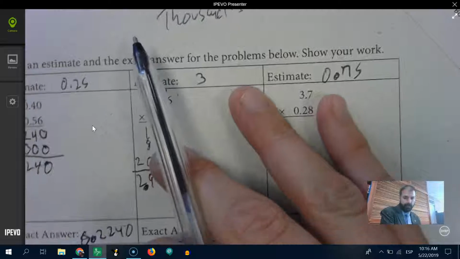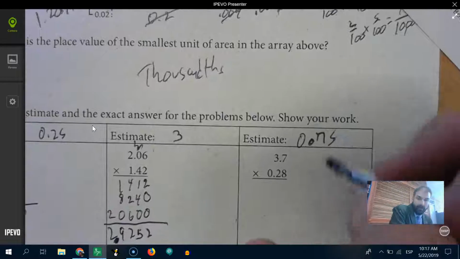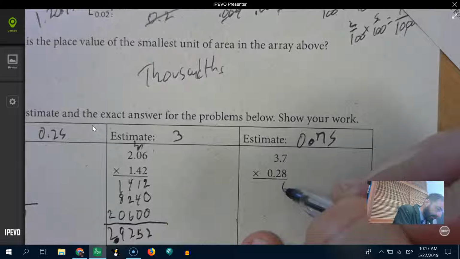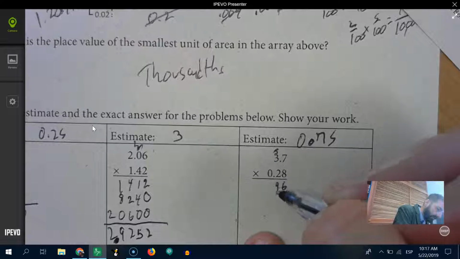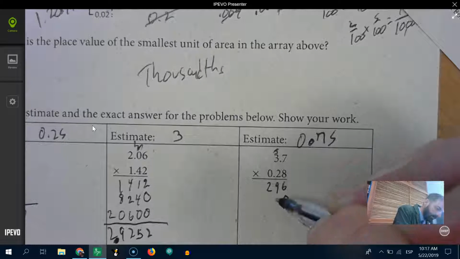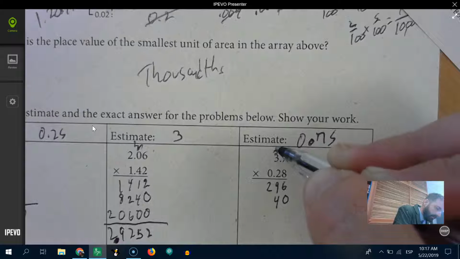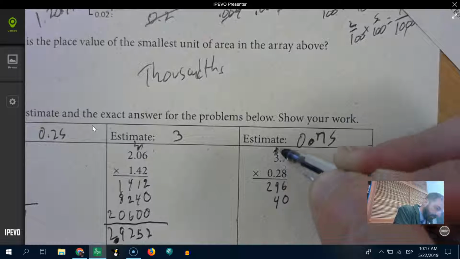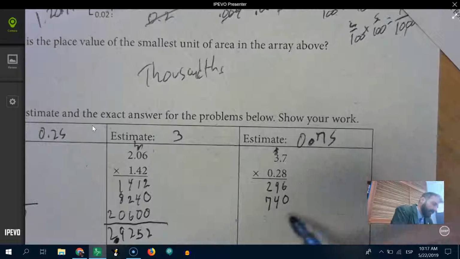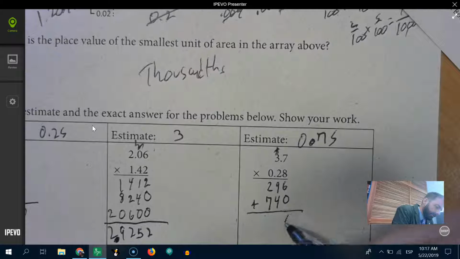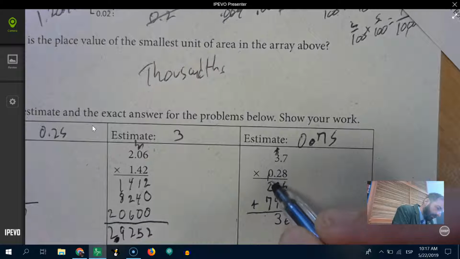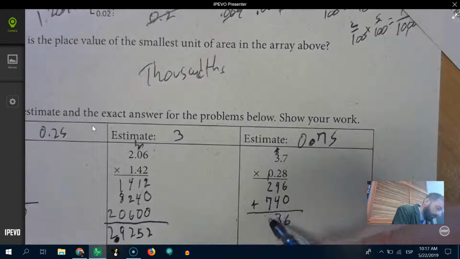This is when I start to get uncomfortable. I have to shift things around. Alright, 8 times 7 is 56. 8 times 3 is 24, plus 5 is 29. 2 times 7 is 14. Carry my 1. 2 times 3 is 6, plus 1 is 7. And that's all I had to do. 6 plus 0 is 6. 9 plus 3 is 13. 1 plus 2 is 3. Plus 7 is 10.